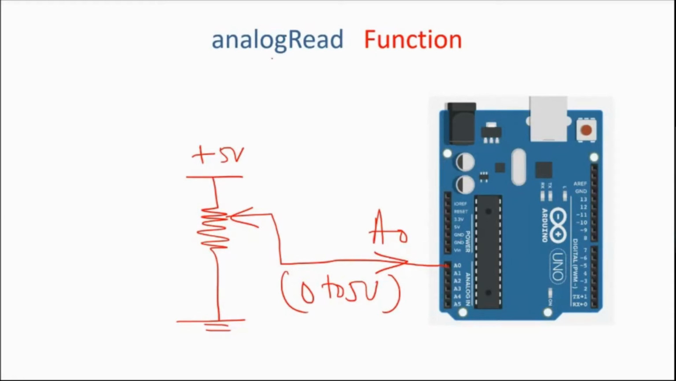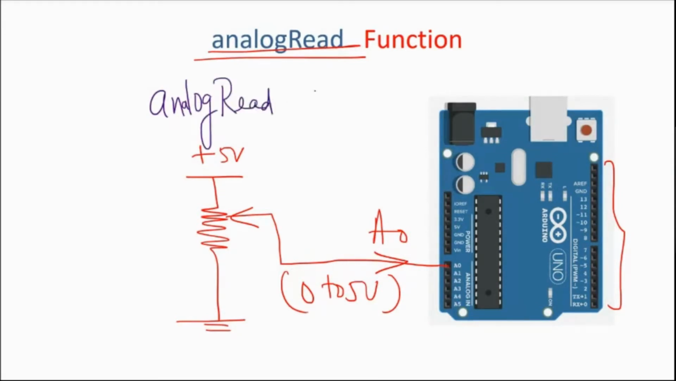So what is the function that I should use? So far you have been using only digital functions available for the right hand side pins. So this is the time for us to use the analog function. What is the name of the function? AnalogRead. AnalogRead function. AnalogRead, with capital R. Which channel do you want to read? I want to read channel A0, analog 0.